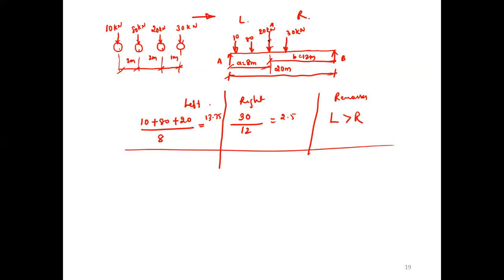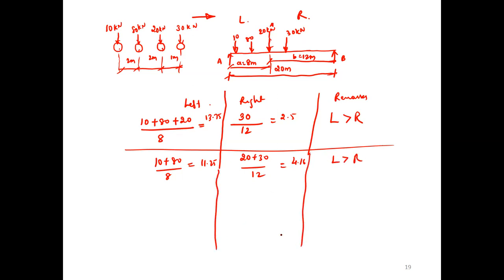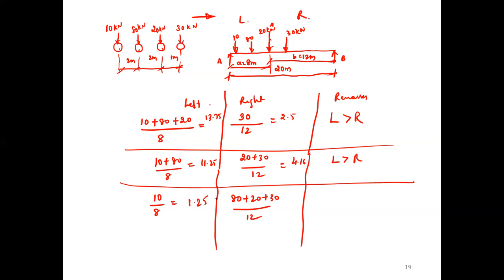Next position, what am I doing? I am crossing this 20. If I cross this 20, here only 10 plus 80 by 8, and here 20 plus 30 divided by 12. So 90 by 8, how much? 11.25. And 50 by 12? 4.16. Here also WL is greater than WR. I have to allow it to move one more position. Then it will become 10 by 8, and 80 plus 20 plus 30 by 12. It will become 1.25. What is the value here?